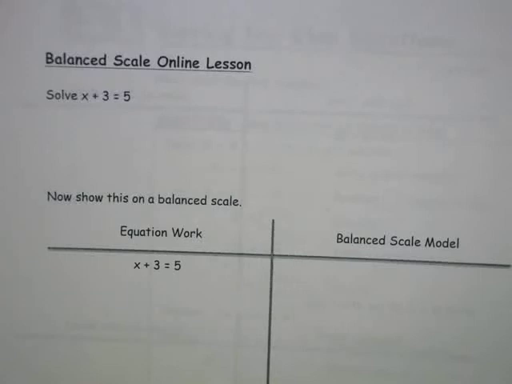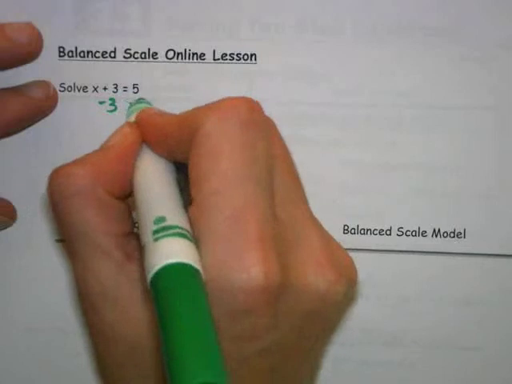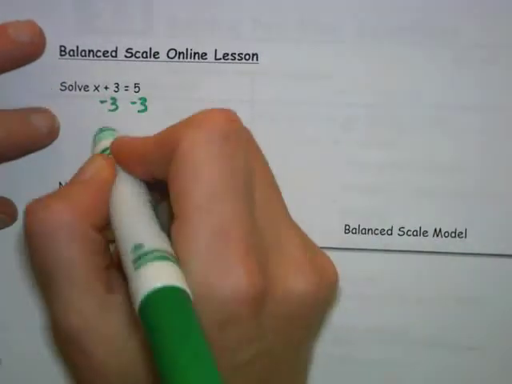So x equals 2. Now clearly we could do this in our head, right? And then for our check, we plug it back into the original problem. 2 plus 3 is 5, so it works.